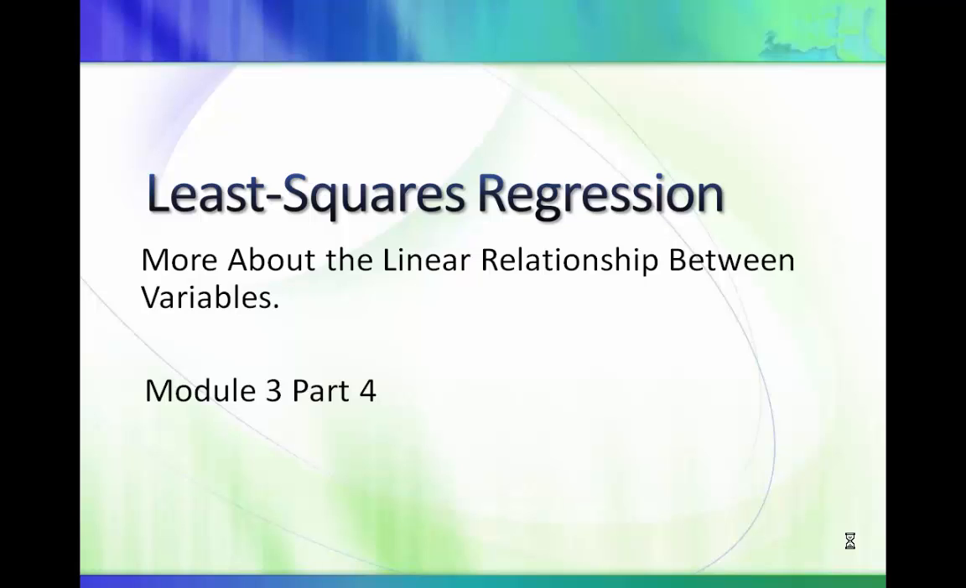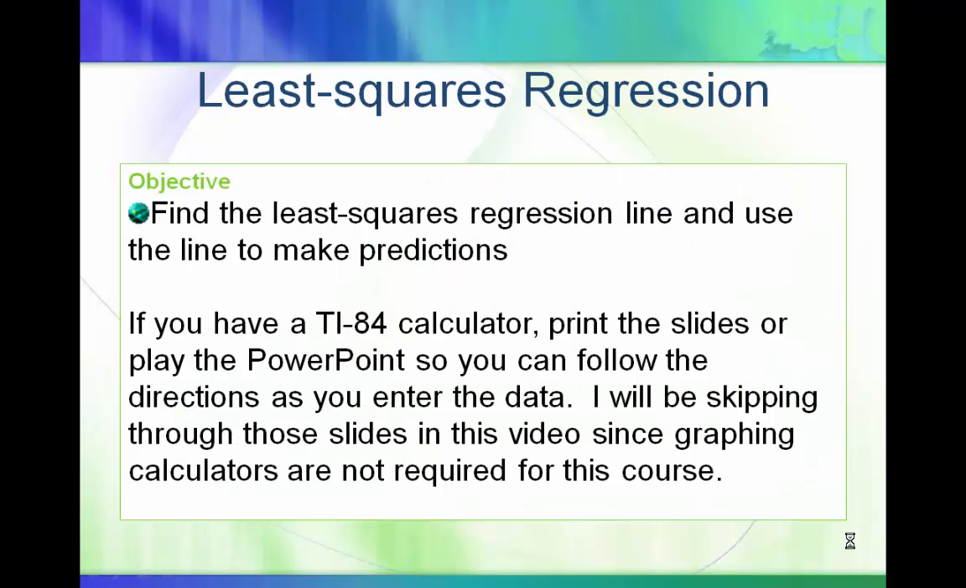Least squares regression. More about the linear relationship between variables. Module 3, Part 4. Our objective in this lesson is to find the least squares regression line and use the line to make predictions. If you have a TI-84 calculator, print the slides or play the PowerPoint so you can follow the directions as you enter the data.